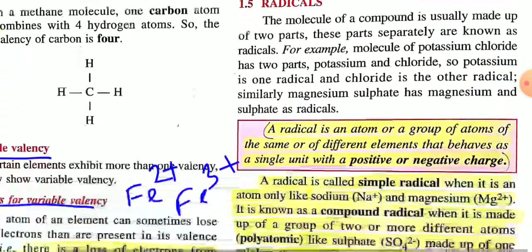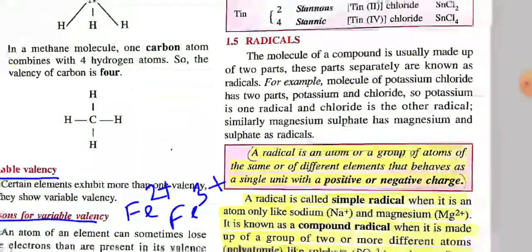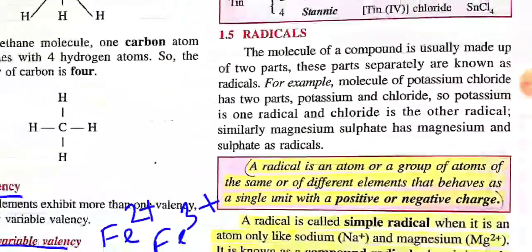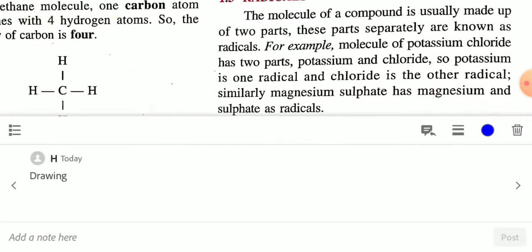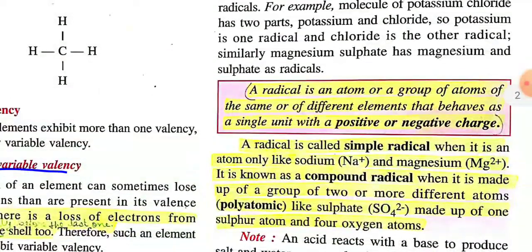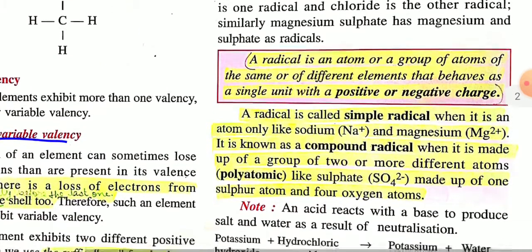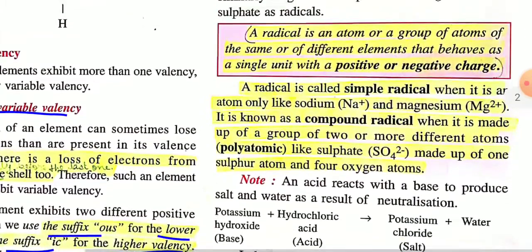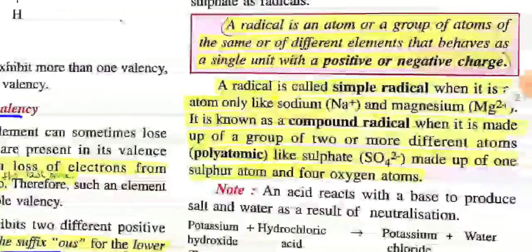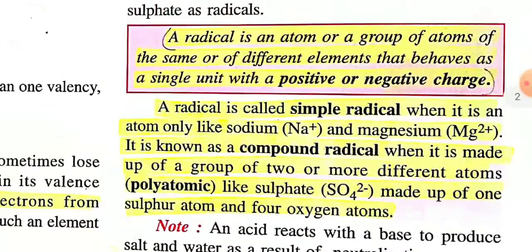Now see, radicals you have already studied in class 7, 8. Radicals are atoms or groups of atoms of the same or of different elements that behave as a single unit with a positive or negative charge.